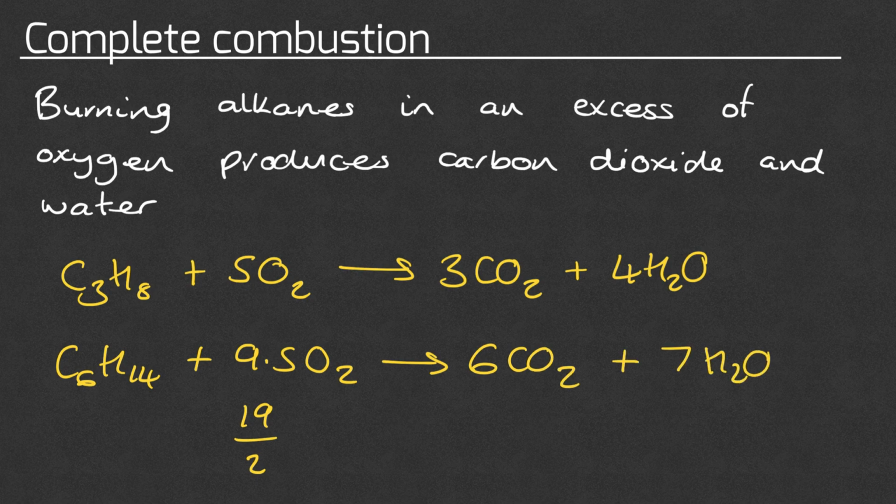Another example might be C6H14 reacting with 9.5 molecules of oxygen, sometimes written as 19/2, because obviously 19/2 is the same as 9.5, and this would produce 6 molecules of CO2 and 7 molecules of H2O. So make sure you're comfortable with writing equations like this for any given alkane or hydrocarbon.